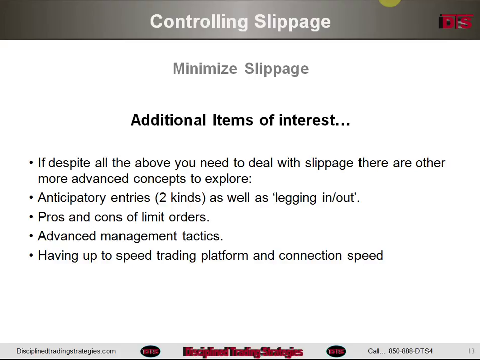Some additional things to look at. If in spite of all the above you need to deal with slippage, there are other more advanced concepts to explore. Anticipatory entries, there are two different kinds, as well as legging in or legging out. The pros and cons of limit orders, using them in a variety of different ways. Advanced management tactics to help avoid the rush when trying to get into a play. And finally, having everything totally up to speed, such as your trading platform, your connection speed, and your computer.